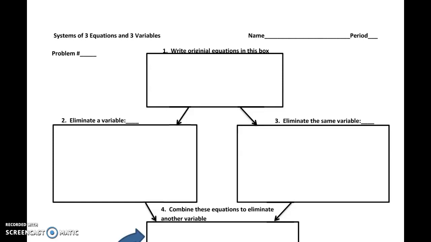Alright, so in this video I'm going to show you how to solve a system of 3 equations, 3 unknown variables. I'm going to be going over my number 2 problem, and I'm just going to go through each of these boxes. It says write original equations in this box. So I have negative 4x minus 2y plus 3z equals negative 18.